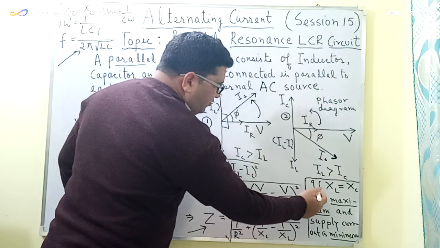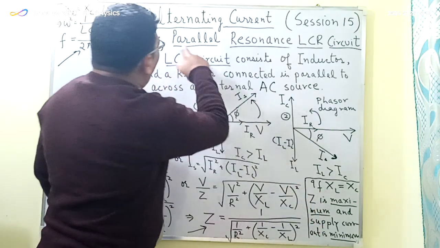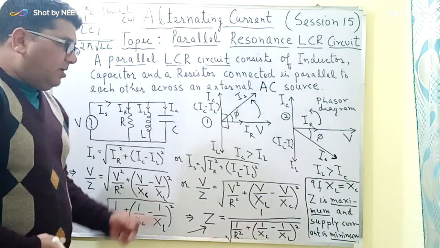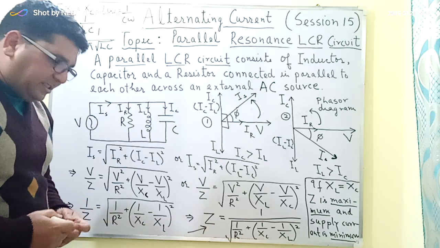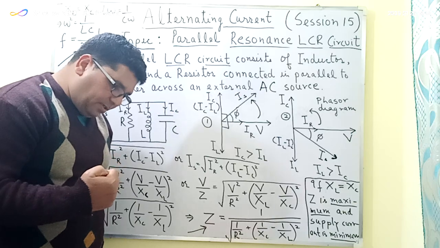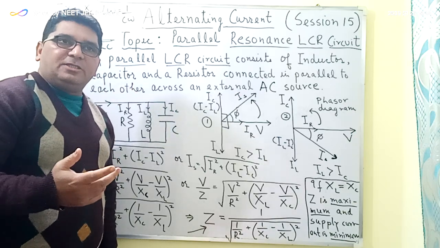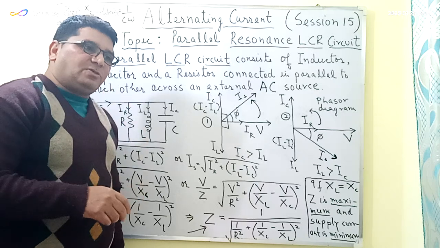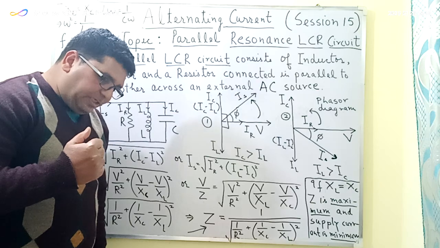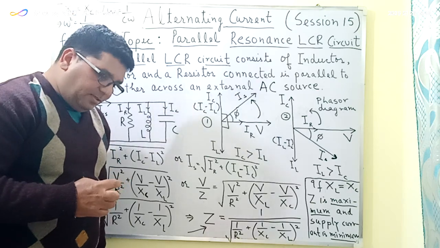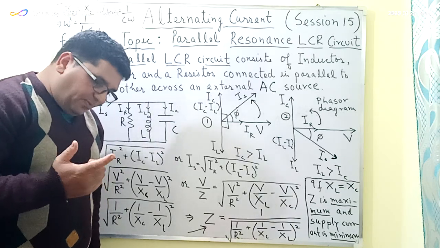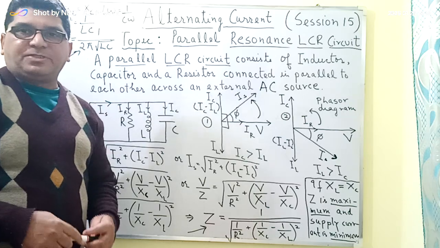And the most important thing which we have to remember is that in the parallel resonant LCR circuit, the impedance is maximum and the supply current is minimum. Now these parallel resonant LCR circuits are used in filter circuits for removing specific frequencies in communication systems. It is also used for regulating the voltage in power supplies, and it is also used in radio frequency circuits for amplifying or for maximizing the signal reception.